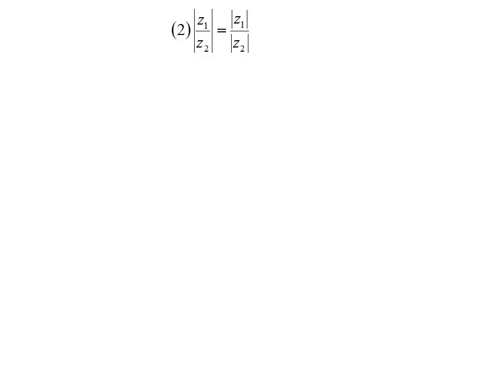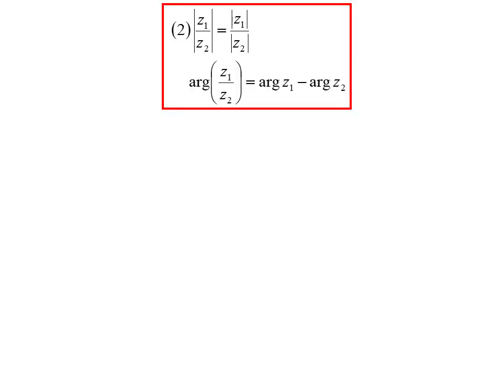You could do the division first, then find the modulus, or find the modulus of each one individually, then divide. But with the arguments, we subtract. Again, just like index laws, we subtract. And then this one would follow too.